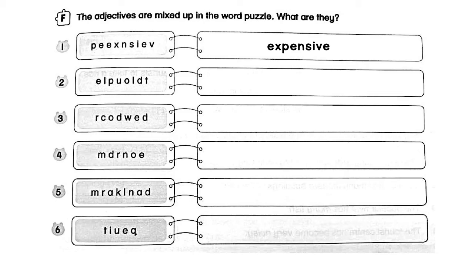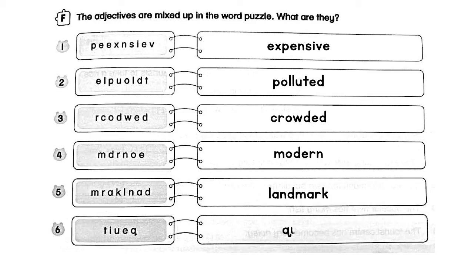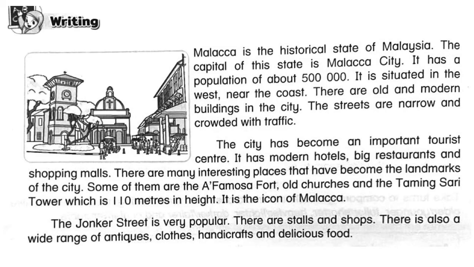Okay. Let me give you a clue. These adjectives start with P and end with D. Okay, yes, polluted, polluted. Okay, number 3, crowded. You are right. 4, the word starting with M. Modern, yes. 5, landmark. And finally, we have quiet. Alright? Okay.